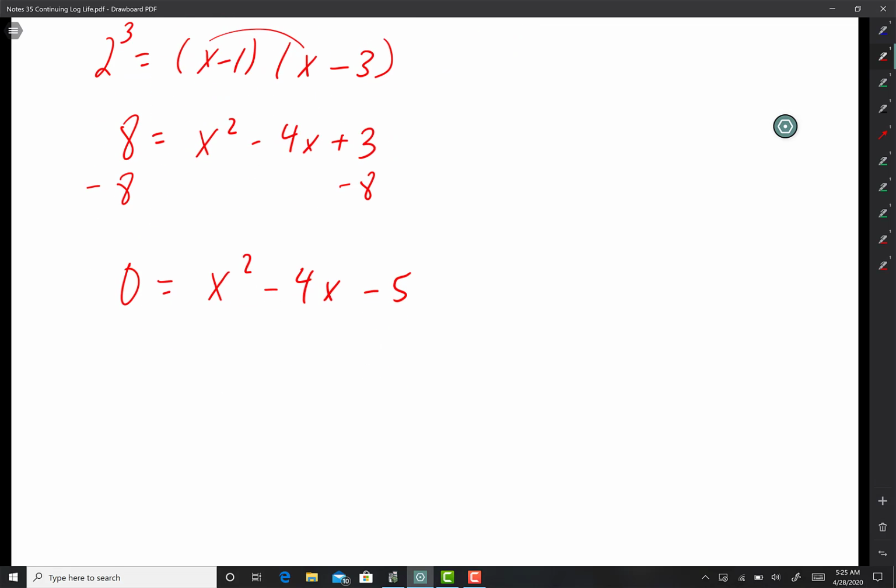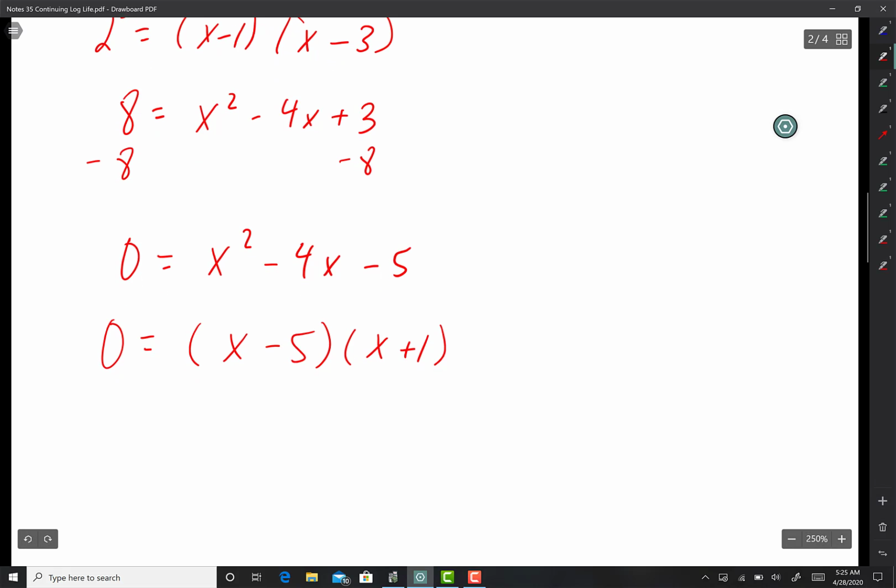So then you have this, and that is easy to factor. Let's see, two numbers that when you multiply give you negative 5, but add up to negative 4. So that's going to be a negative 5 and a positive 1. See, negative 5 times a positive 1 is a negative 5, and negative 5 plus 1 is a negative 4. So from here, you get two answers. The only way I will get this to equal 0 is if x equals 5, and if x equals negative 1. Now, both of them do not work.